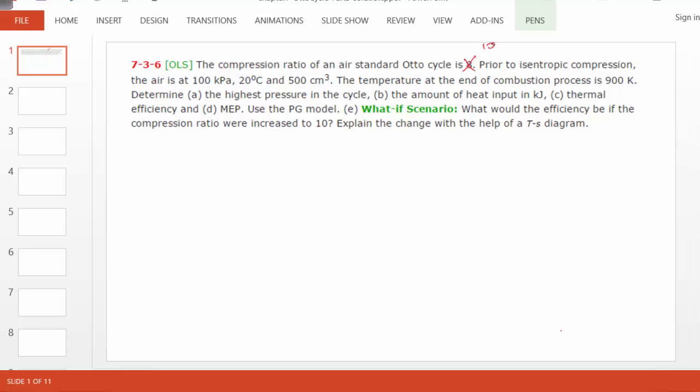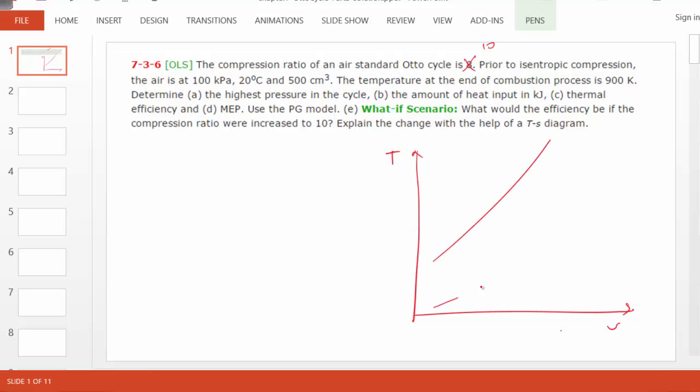Okay, first things first, we have to draw the cycle on a TS diagram to understand the problem, to understand what is given to us. So before you start solving any problem, we draw the TS diagram, two constant volume lines. That's how an Otto cycle looks in a TS diagram. So these are constant volume lines.